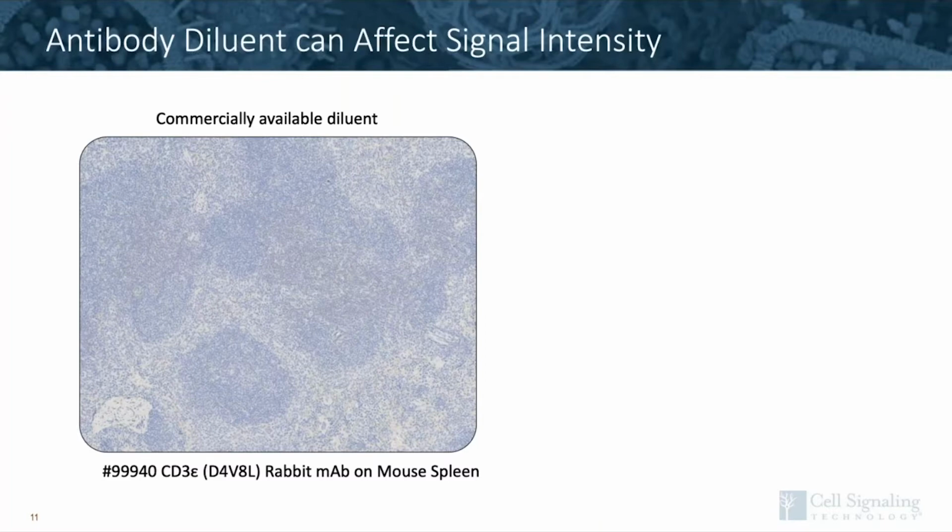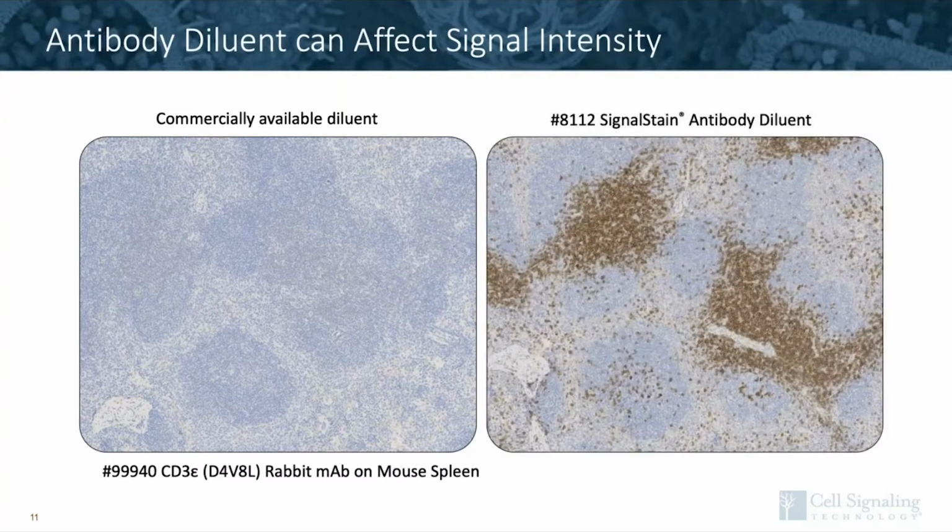As an example, I heard from a customer who was unable to achieve any signal with our CD3 antibody on mouse spleen. And after a discussion about his protocol, it was revealed that he was using a diluent purchased from another company. I was skeptical that the diluent could be causing such a drastic reduction in signal, but suggested he try our signal stain diluent to see if that might be the issue. He did, and as you can see, this antibody is extremely sensitive to the choice of primary diluent.